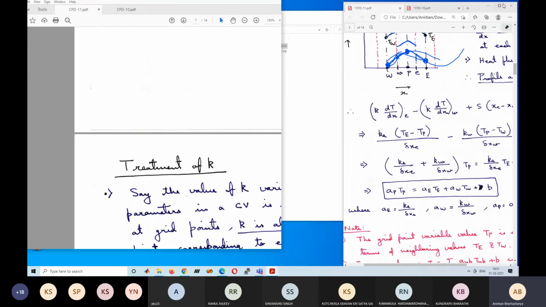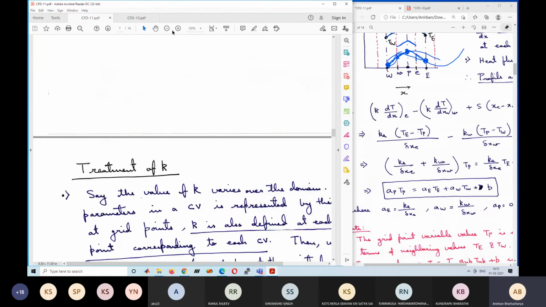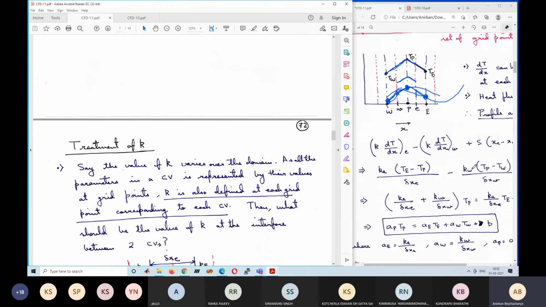If you remember, just today we were discussing a few minutes back that we know the value of K at the east interface and at the west interface, Ke and Kw. Okay, but how exactly are Ke and Kw known? Because we are not storing the value at the east interface and west interface. We only store the value at the grid point. So because we store only the value at the grid point, somehow the east interface value has to be represented by the grid point value.